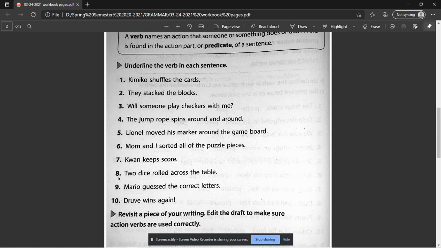Number 9, Mario guessed the correct letters. The verb is guessed. Mario is not a verb. The correct letters is not a verb either. Guessed is the verb. And then the last one, let's see. Druve wins again. Where is my verb in number 10? Try to do this one on your own as well, okay? So you're going to do number 6, number 7, and number 10 all on your own.